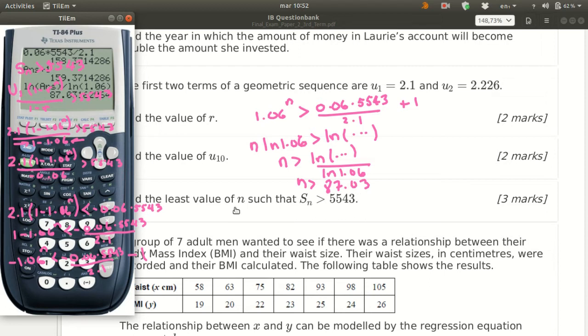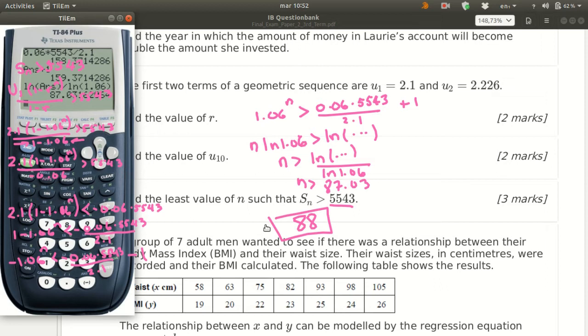Okay? So what is the least value of n such that the sum is greater than 5,543? Well, if n has to be greater than 87.03, that means that the least value of n is 88. Okay, because it has to be an integer, and 87 would not be enough. All right, so this is one way to do it, which works, which is perfect. You can do it like this, no problem. There's another way to do it.